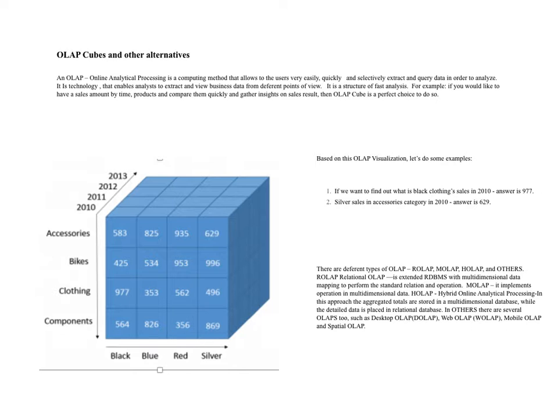HOLAP, hybrid online analytical processing. In this approach, the aggregated totals are stored in a multidimensional database, while the detailed data is placed in a relational database. Among others, there are several OLAPs too, such as desktop OLAP (DOLAP), web OLAP, mobile OLAP, and spatial OLAP.